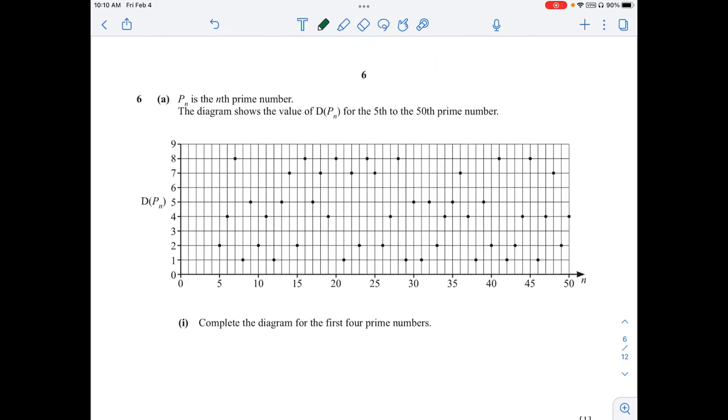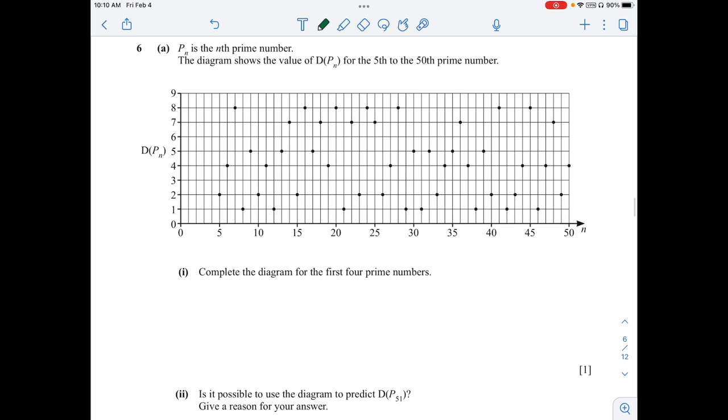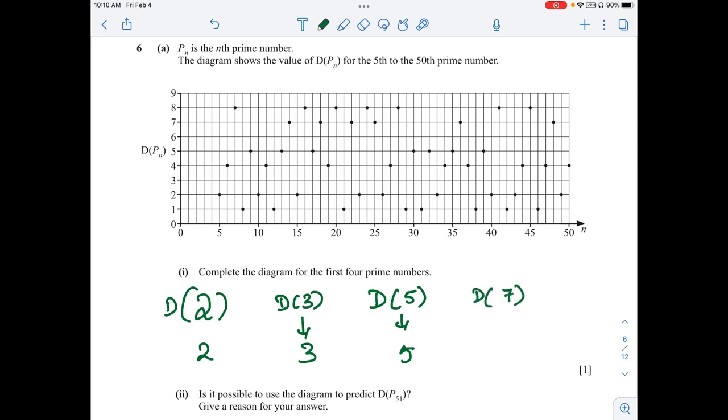Question number 6. Pn is the nth prime number. The diagram shows the digital root of the prime number for the 5th prime number to the 50th prime number. Complete the first 4 prime numbers. What are the first 4 prime numbers? The first prime number is 2, so its digital root is 2. Then 3, digital root of 3 is 3. Then 5, digital root of 5 is 5. And digital root of 7 is 7.